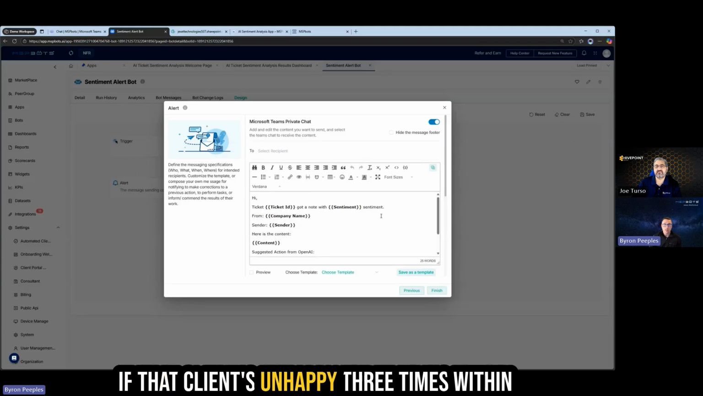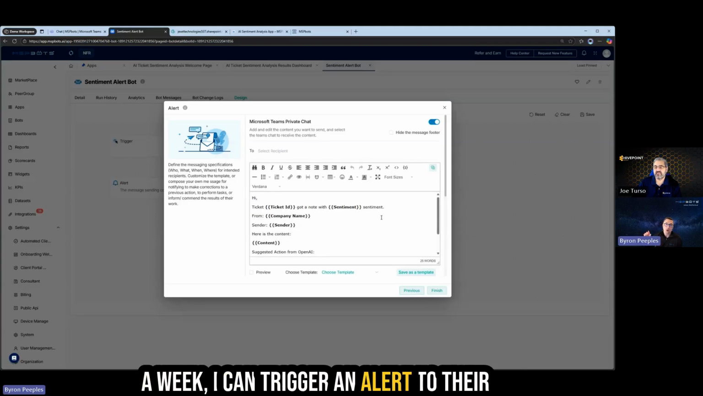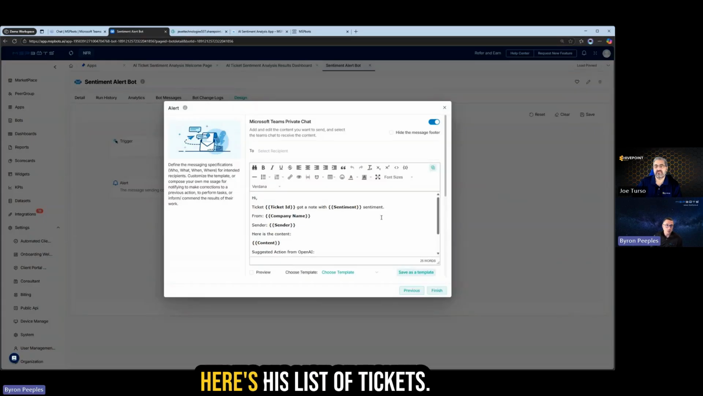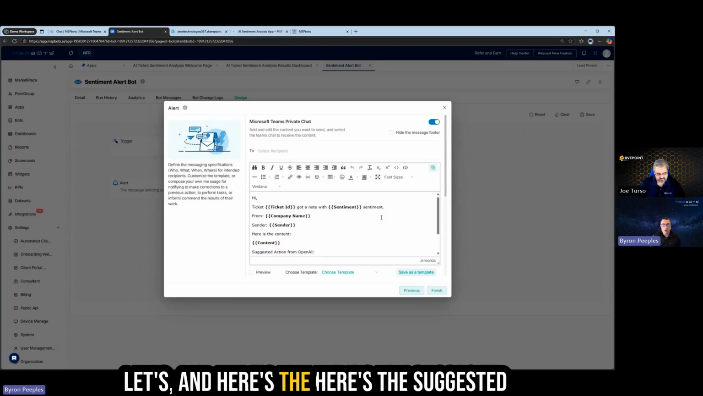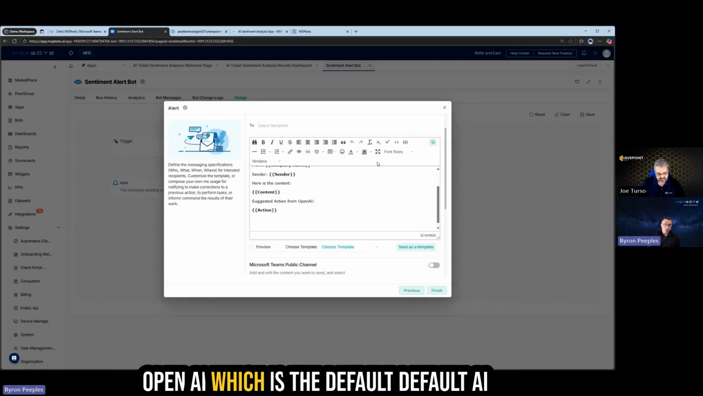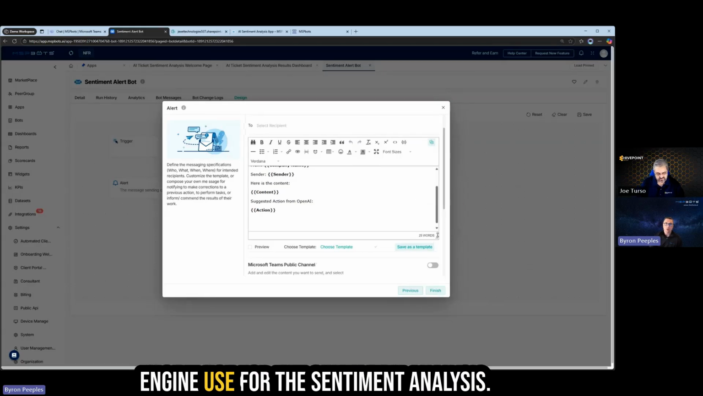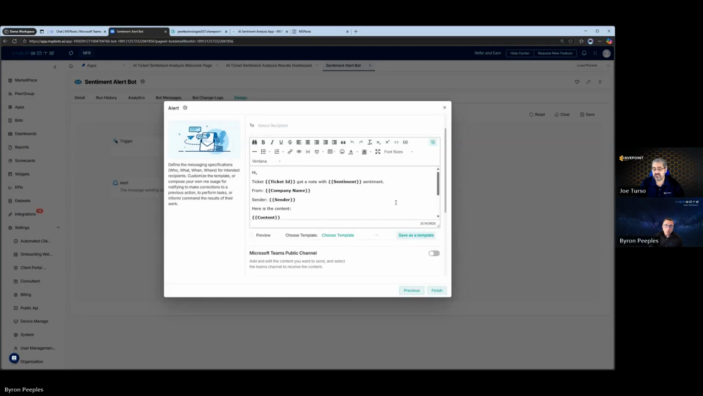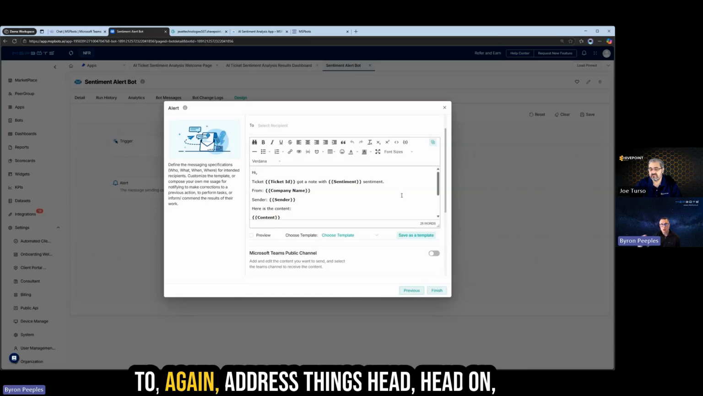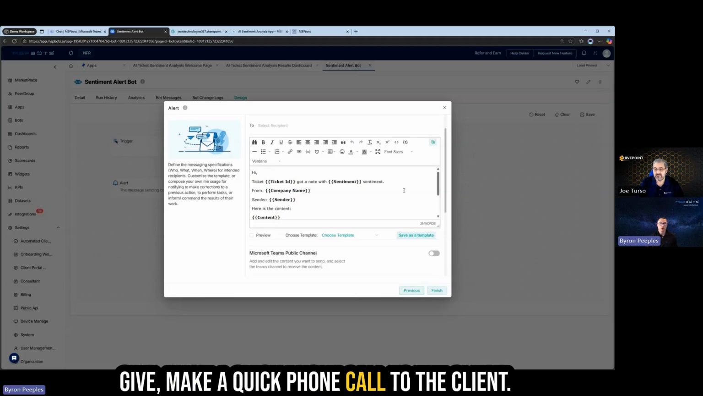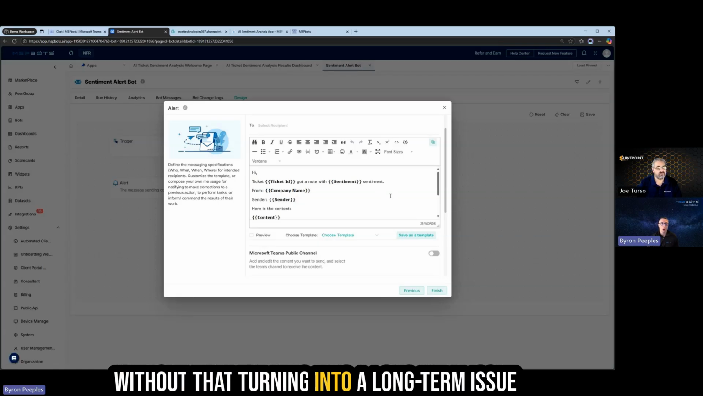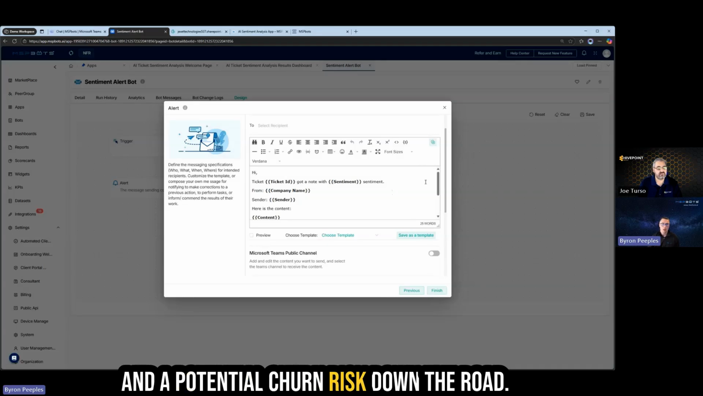If that client's unhappy 3 times within a week, I can trigger an alert to their technical account manager and say, hey, Joe's unhappy. Here's his list of tickets. Here's the suggested prompt or suggested action from OpenAI, which is the default AI engine used for the sentiment analysis. We need to reach out and smooth things over. So that gives us an opportunity to address things head on, make a quick phone call to the client and soothe those negative reactions without that turning into a long-term issue and a potential churn risk down the road.